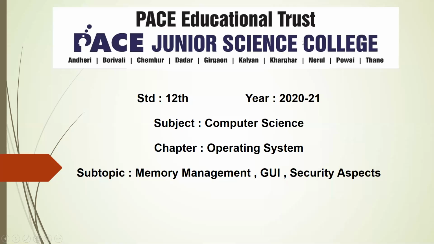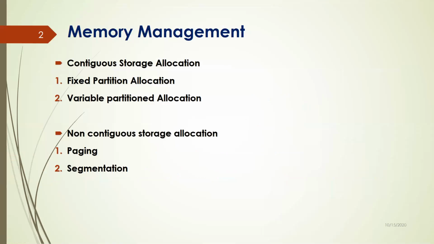Right. So in today's class, we are going to learn about memory management concepts and the graphical user interface and security aspects of the operating system. Let's see what the different types of memory allocation, the storage allocation, are. The first one is contiguous storage allocation. The other one is non-contiguous storage allocation.